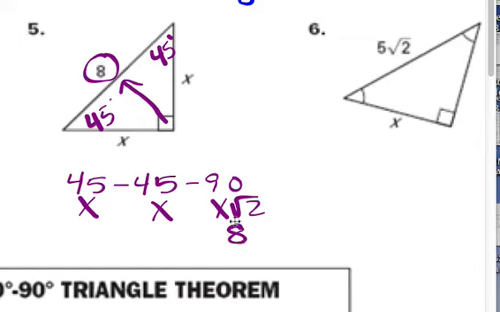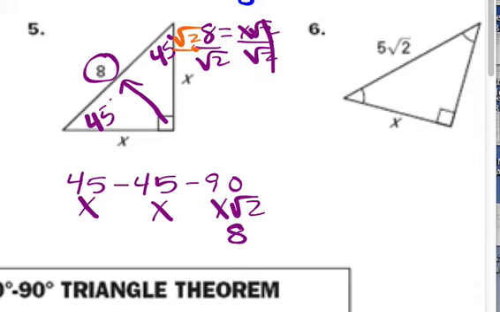So this means that 8 is equal to x root 2. So to get the x alone, we need to divide by root 2 on both sides. And so x would be 8 divided by root 2. But we can't leave a radical in the denominator. So we have to rationalize that, which means to multiply by that root over itself, because we can multiply anything by 1 and it won't change the answer.